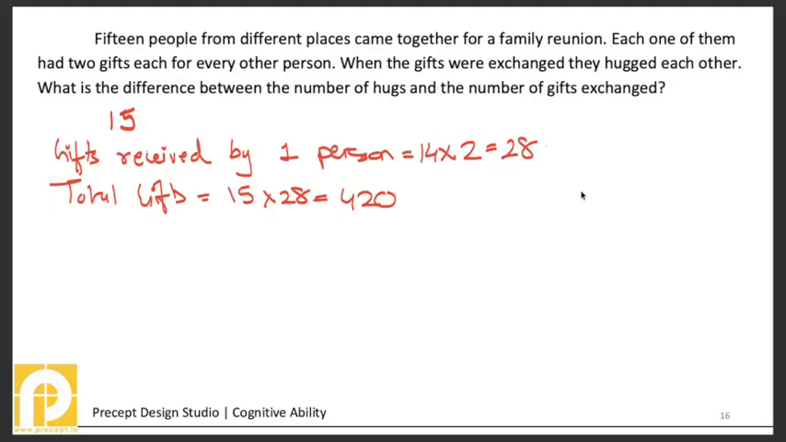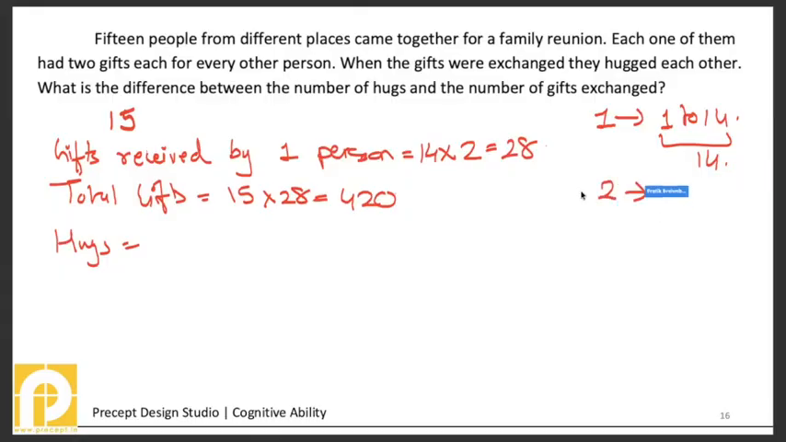Okay, and now we'll count the hugs. Total hugs that are exchanged. When gifts were exchanged, they hugged each other. We have to identify how many hugs were exchanged. So one person will hug persons 1 to 14, which means 14 hugs will be there.